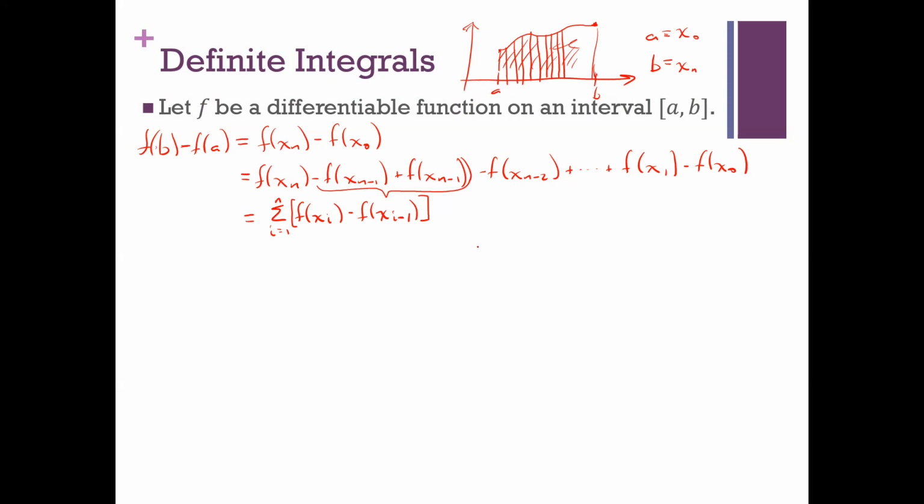Does it matter how many times I do this? Does it matter how large I make n? No, because of that, I can basically limit this thing. It really does not matter how fine I make the partition of that x interval. This equality is always going to be true. Are we okay so far?